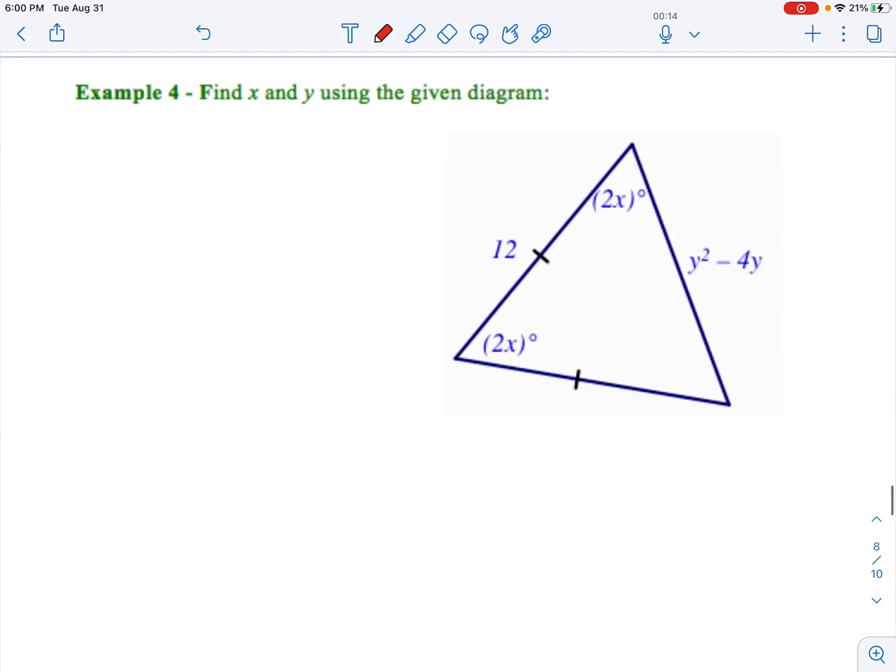Okay, great. So if these two sides are congruent, that means the angles opposite them are congruent, meaning this thing down here has to be 2x. Well, now the thing's equilateral. Equiangular, equilateral, and so all those angles have to be 60.